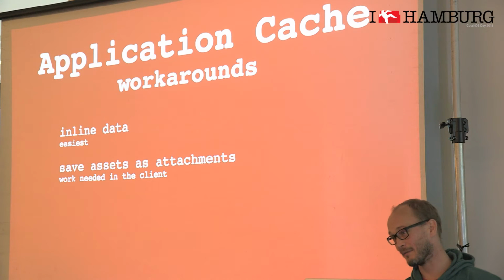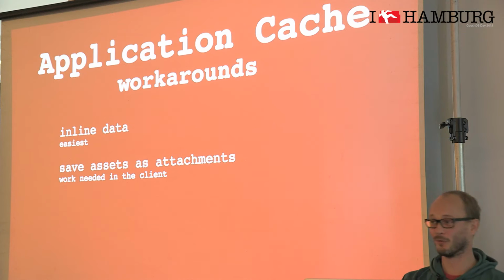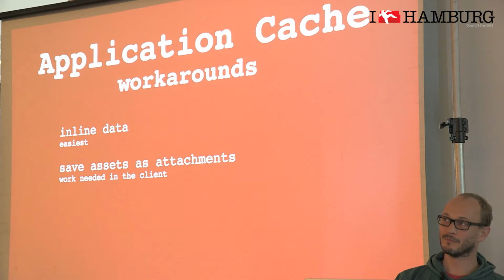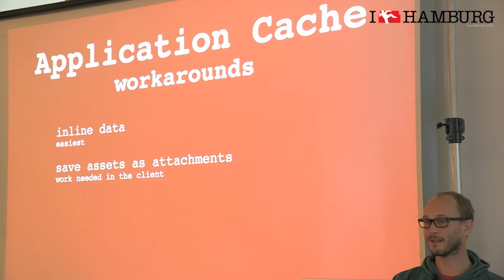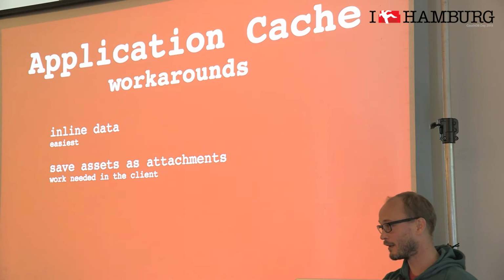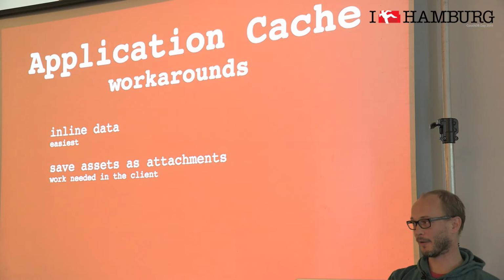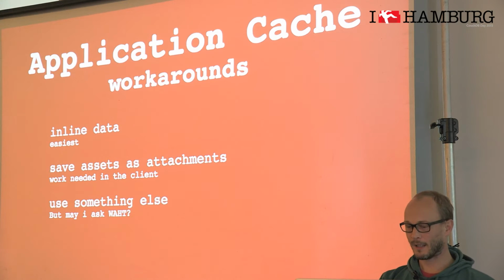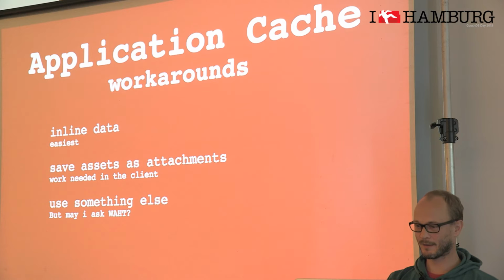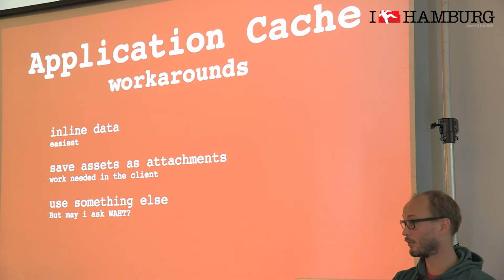Then we need some work on the client, because we need to have the client decide, okay, here is an image tag and I need to get it from my local database. Or we could use something else. Application cache was fine for the project we had, but it was not fine for a feed reader where we wanted to use assets that we don't control.